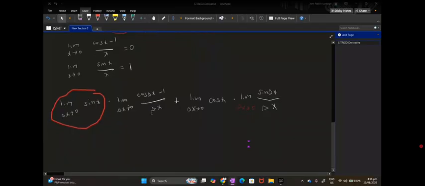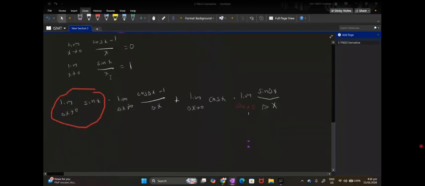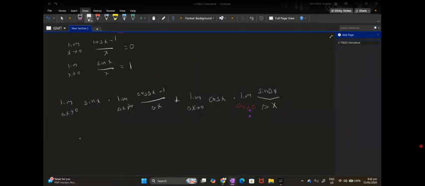So, pwede na po natin siyang sagutan. So, since wala naman pong delta x dito sa part na to, as is na po siya.